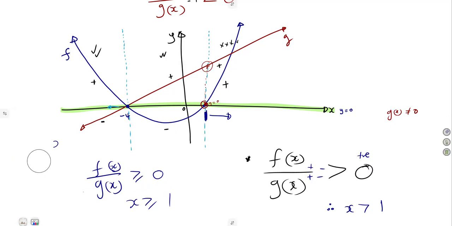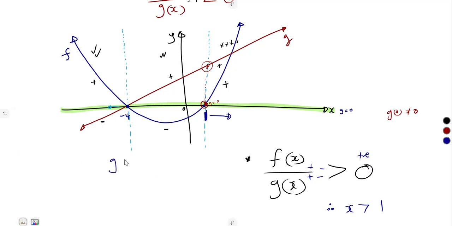But if you consider it like this, guys, the moment you take it this way, g of x over f of x is greater than or equal to 0, it does not apply, because we are saying f of x is the one in the denominator this time, and f of x cannot be equal to 0, and that is happening at 1, where x is equal to 1. So x cannot be equal to 1 when it is like this. If f of x is in the denominator, x cannot be equal to 1.